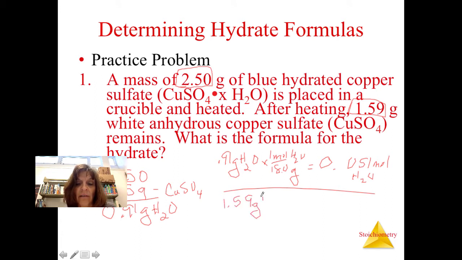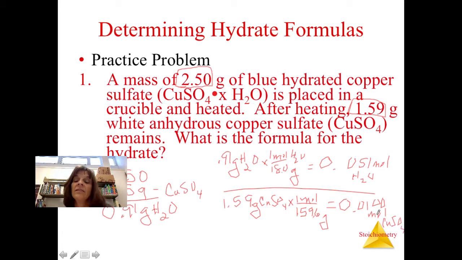We have 1.59 grams of copper sulfate. The molar mass of that is 159.6 grams. And that leaves us, when I round off for sig figs, I believe 0.0100 moles of copper sulfate.